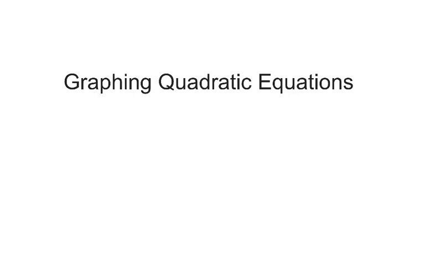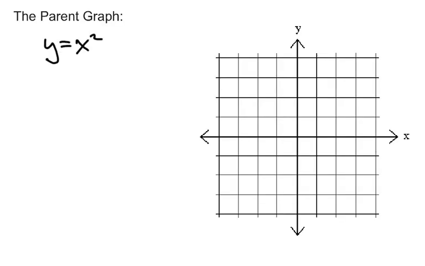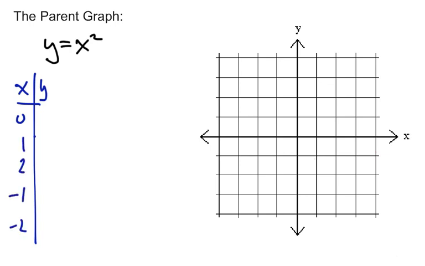Here we're going to start graphing quadratic equations. So we should start with the parent graph of quadratic equations, which is going to be y equals x squared. And how do we graph when we don't know how to graph? By picking a whole bunch of points and seeing what happens. So we should pick 0, a couple of positive points, a couple of negative points, and see what their y coordinates are going to be.